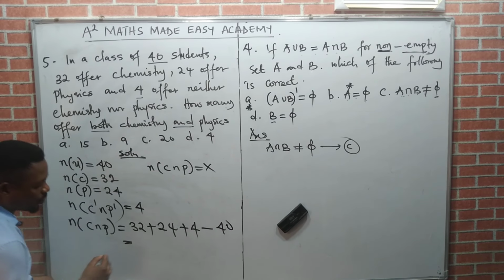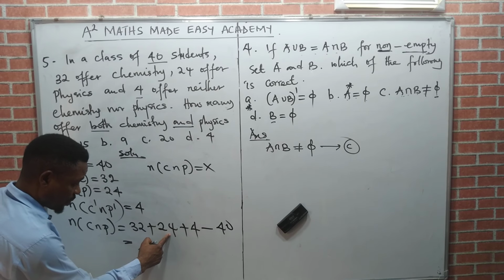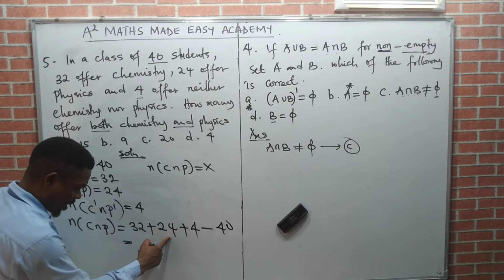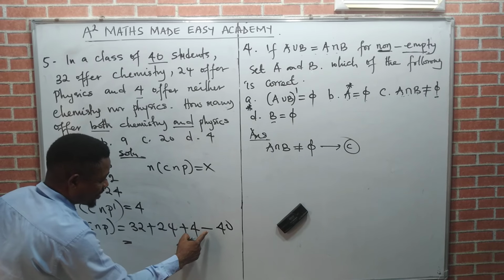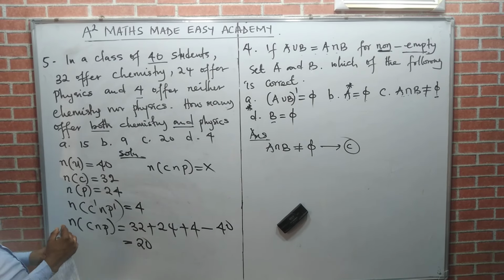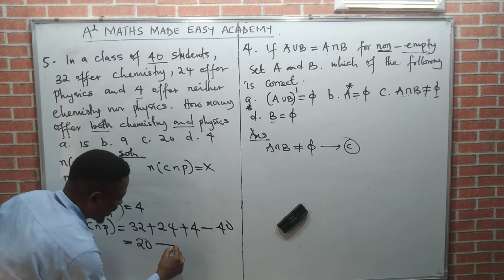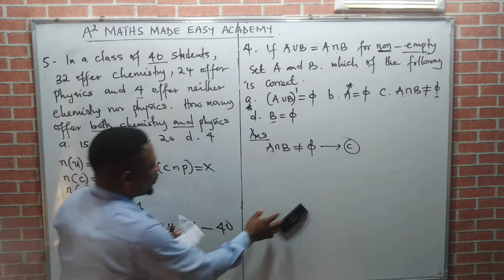Then can we migrate now? Watch. I will now say 32 plus 24. It is 56. Then 56 plus 4 will give me 60. And 60 minus 40 will give me what? 20. So is there 20 in the options? Yes. The correct answer is option what? C. Are you with me now? Then I want to solve it the other way around.